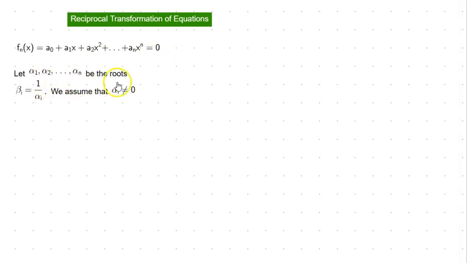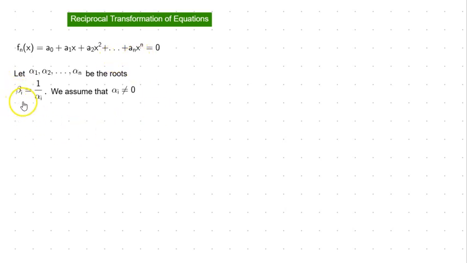In the previous two sessions, we looked at reflection and scaling transformation of equations. Now let's look at a reciprocal transformation of equations. Let's say we have this polynomial equation. Let alpha 1 to alpha n be the roots. And we want to find an equation whose roots are the reciprocals of the roots of this equation.